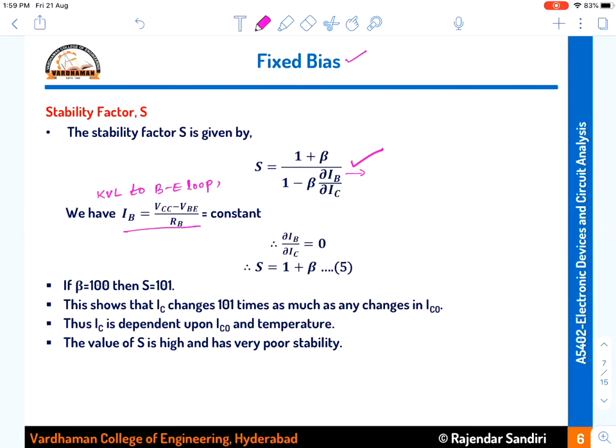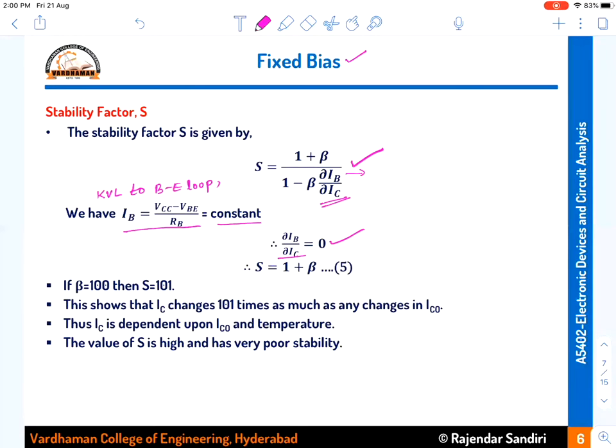Now if I want to differentiate this IB with respect to IC, VCC is a constant, VBE is constant, RB is a constant. So this entire IB is actually a constant. If you differentiate this constant with respect to IC, it will be 0. Dou IB by dou IC is equal to 0 because IB is not dependent on IC. If you differentiate a constant with respect to the variable IC, you will get 0.